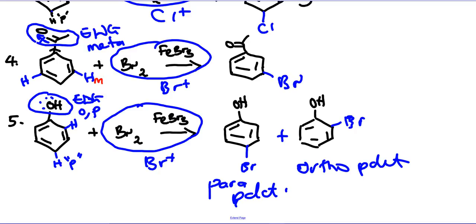So the meta position is one carbon over. You skip one carbon from the group. That carbon is meta, and this is meta. Because the molecule is symmetrical right now, either of the meta positions will be substituted with the Br+ from this reaction condition. So we put it on there.